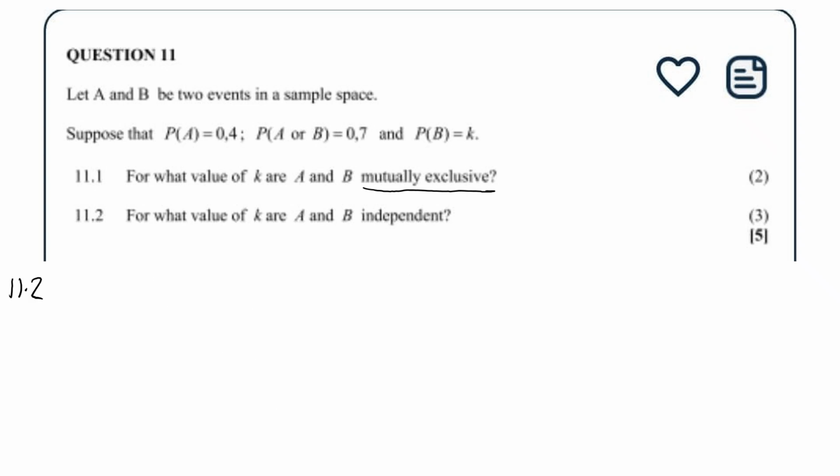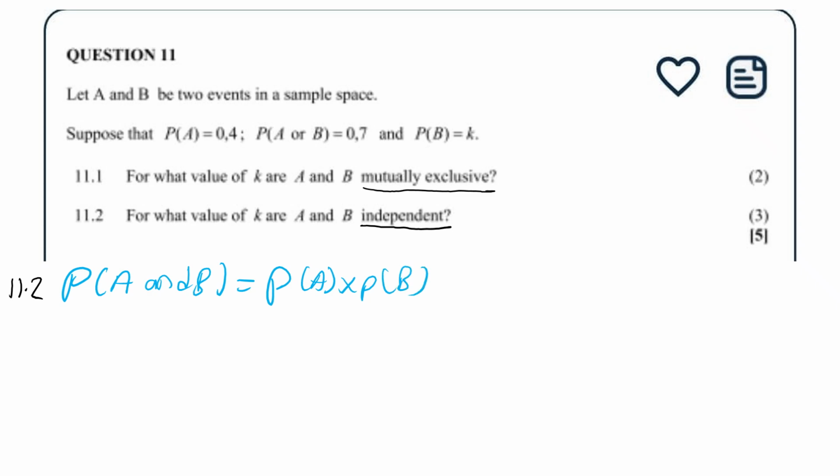Now 11.2. For what values of k are A and B independent? Remember, for us to have independent events, probability of A and B must be equal to what? Probability of A multiplied by probability of B. So probability of A and B is equal to 0,4 multiplied by k, which is 0,4 k.